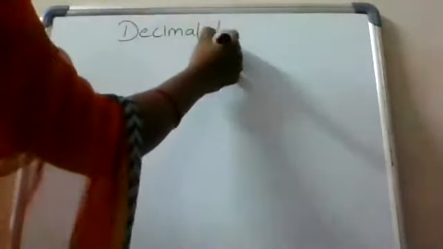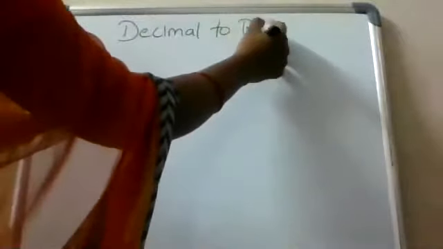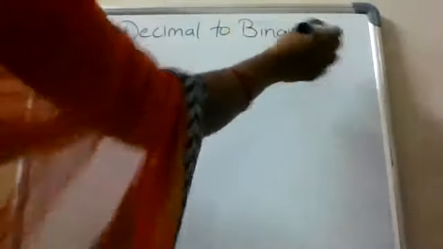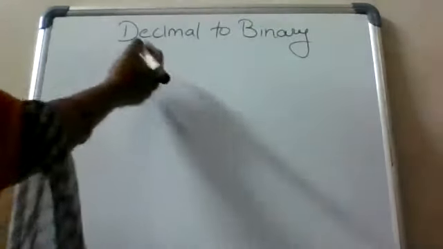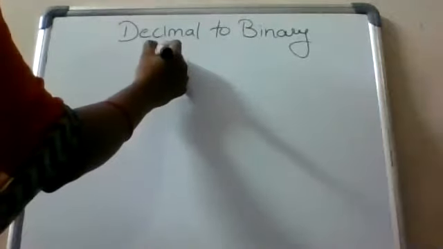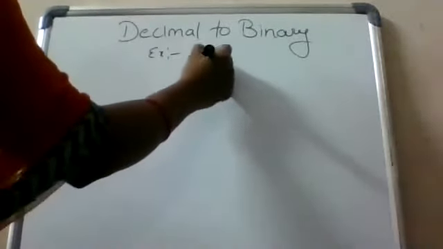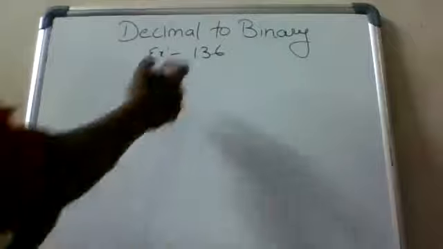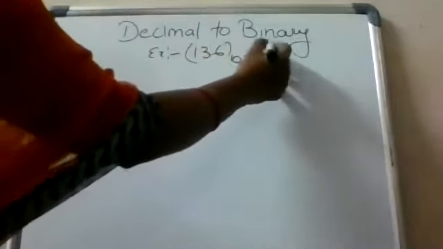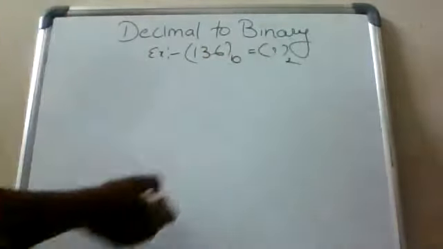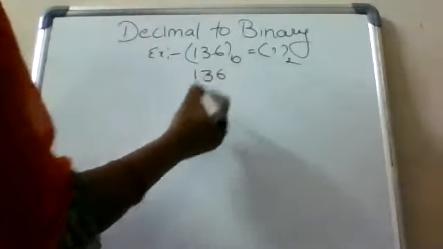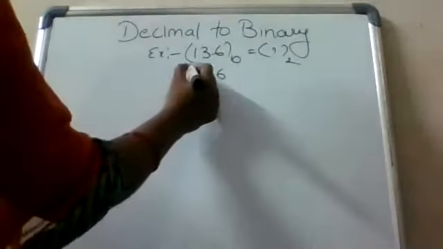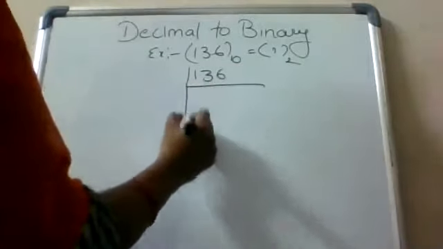Decimal to binary. Decimal to binary means base 10 converted to base 2. I will take the example of the number 136. This is a base 10 value converted to a base 2 value. 136 is the given number. This number will be divided by 2.